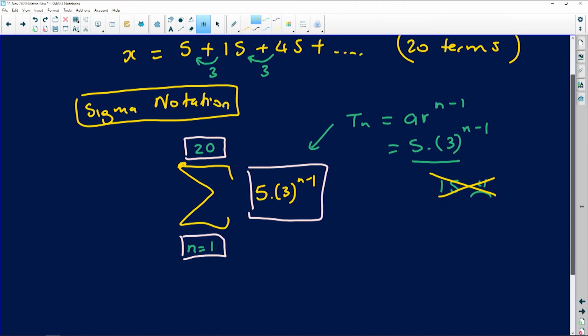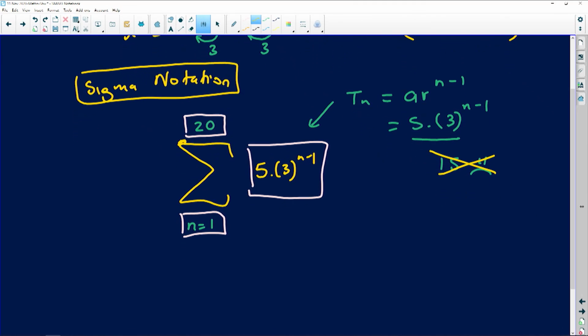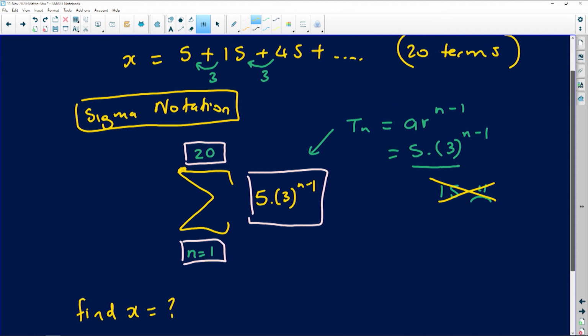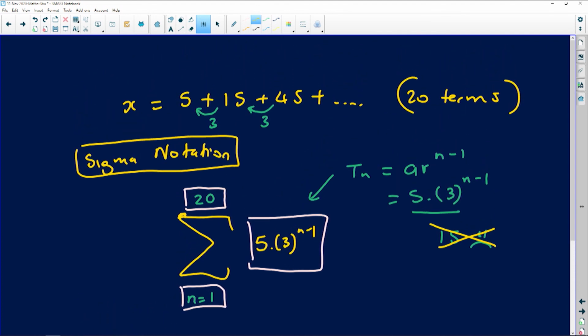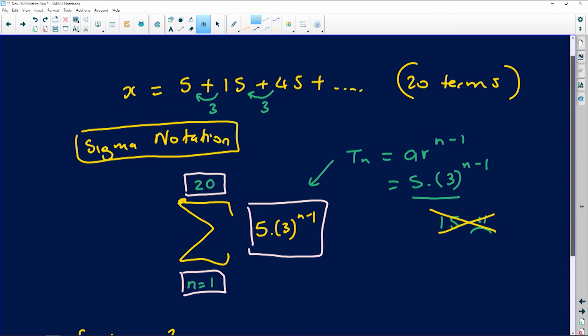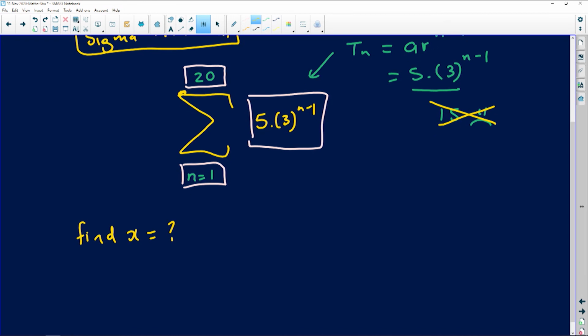All right, let's move on to the last one. The last question, the examiner says we now need to calculate x. They say find the value of x. Okay, what is x? If we go back to the stuff that was given to us, we clearly see that x is the sum, because they're adding stuff there, guys. x is 5 plus 15 plus 45, all the way up to 20 terms. So x is basically the sum.